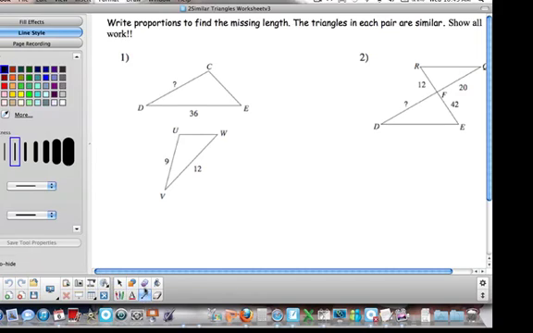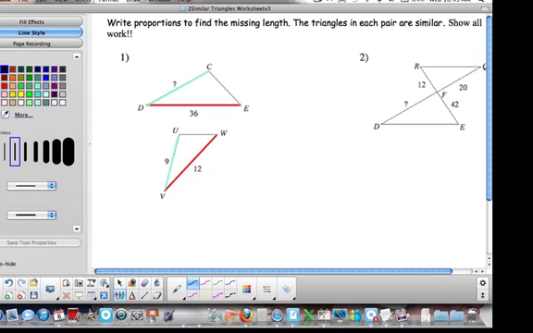So the first question, I want to identify the corresponding sides. The side corresponding to VW is DE. And the side along here then corresponds to VU, which corresponds to DC.